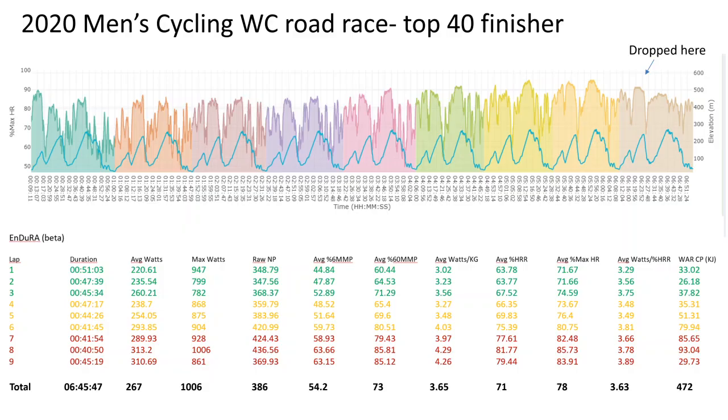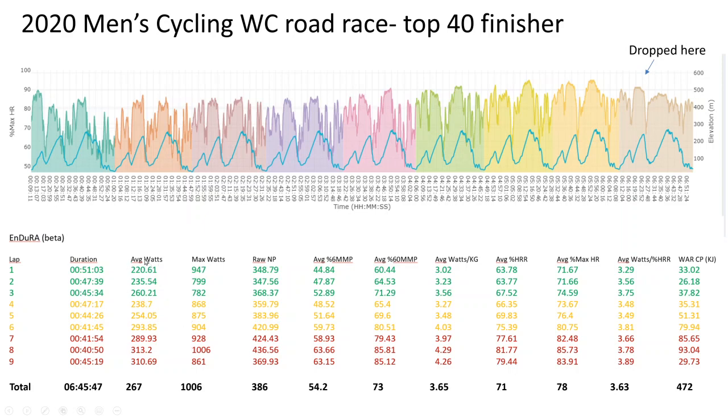Now here's an example from the recent 2020 men's cycling road race, the World Championship road race. It was held in Italy. This is from a top 40 finisher from Norway that did the race. The race was repeats of a loop, so there were 9 repeats of the same loop. This blue line shows these climbs, the elevation changes, and you see, of course, that the heart rate is increasing during these climbs.